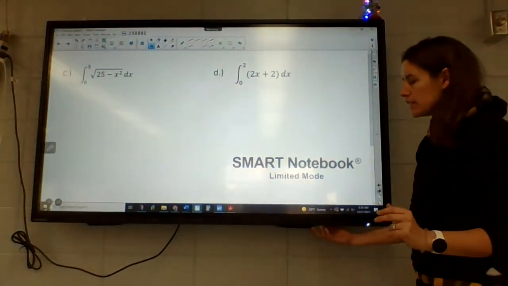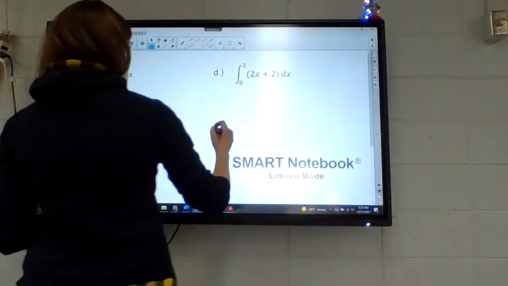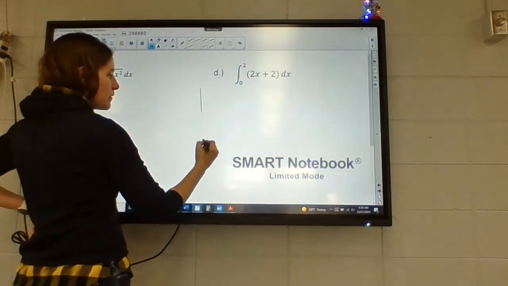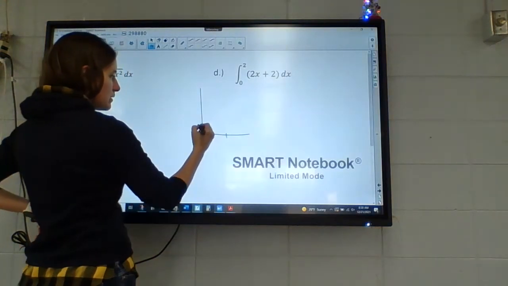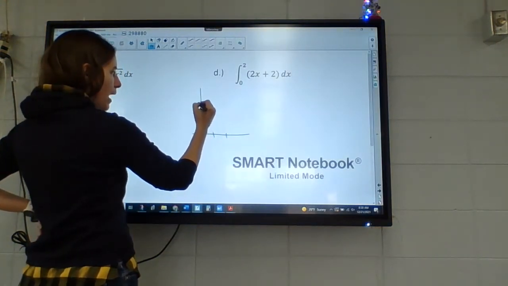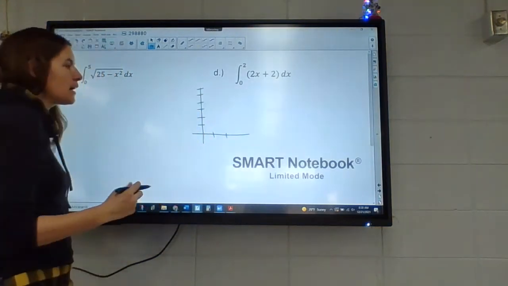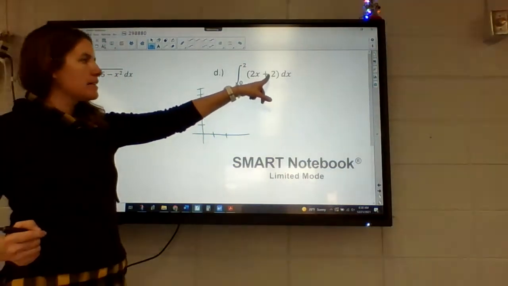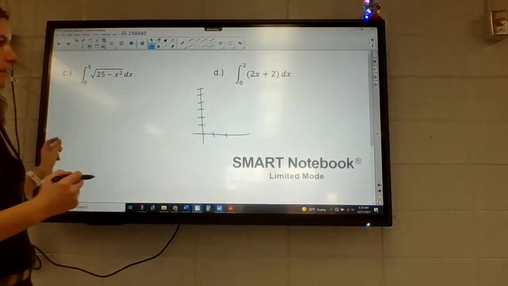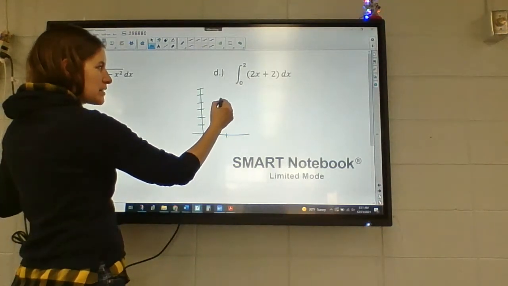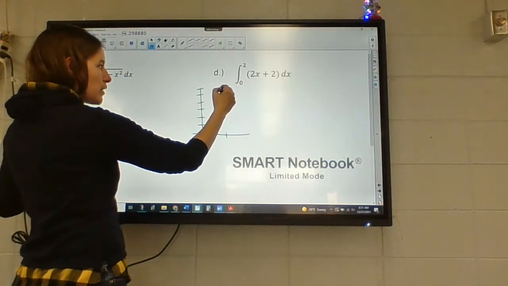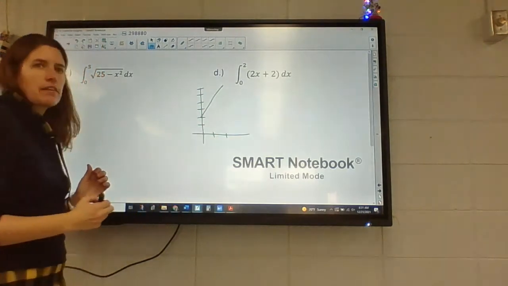Looking at our letter D here, in this case I only have to go to 2, which is nice, but I'm going to go up higher because this graph technically starts at 2, right? And then it should go up 2 and over 1. Is that correct? What you guys did? So our graph looks like that.